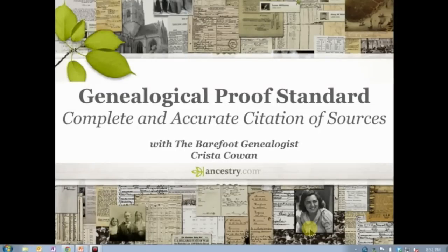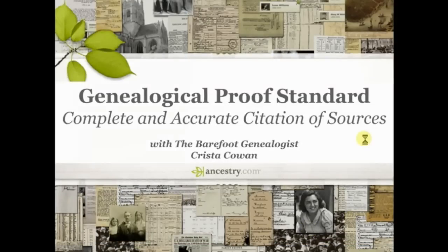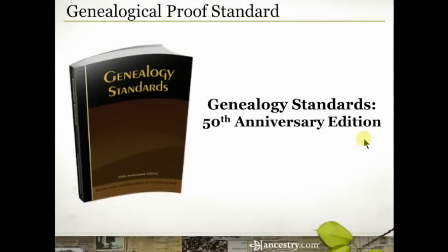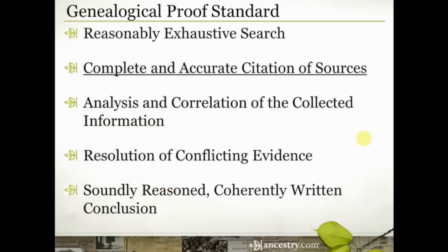Now, the Genealogical Proof Standard comes from the Board for Certification of Genealogists. They have a manual. The new edition, which just came out this year, is Genealogy Standards. If you do not have a copy of this book, I would highly recommend that you get it. It's just a little booklet, and you can get it at their website. The GPS has several parts. Today we'll be looking at the second element, complete and accurate citation of sources.